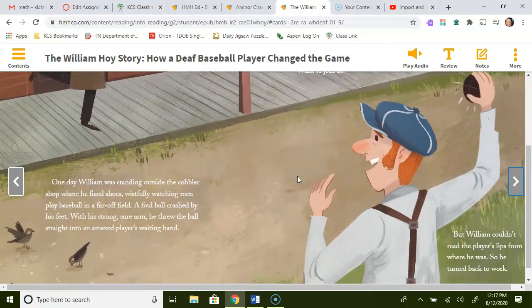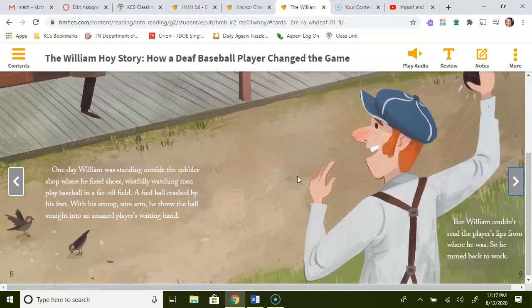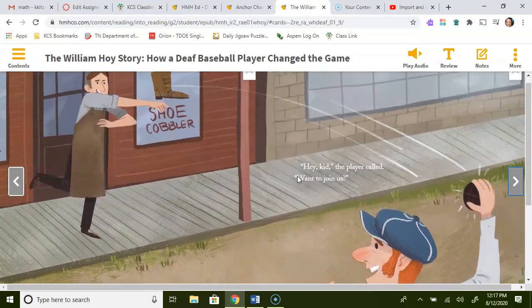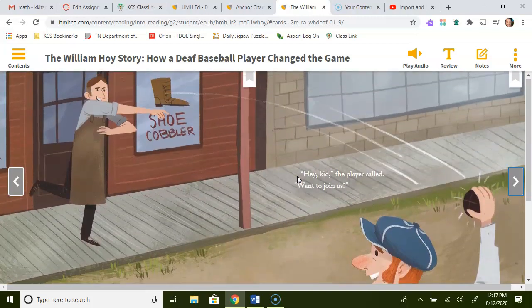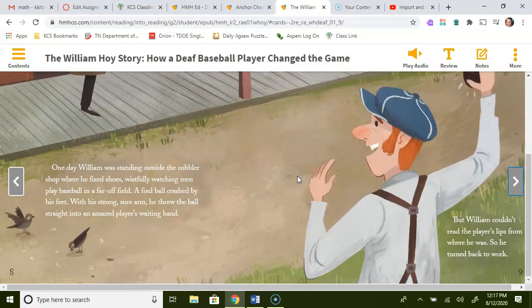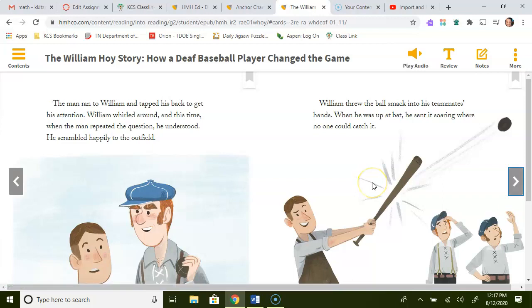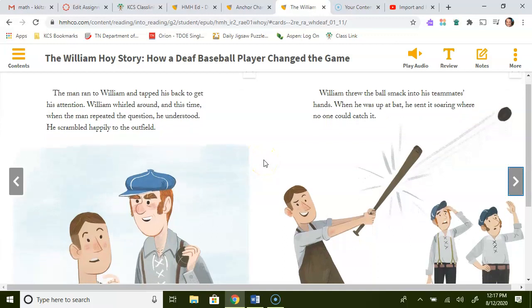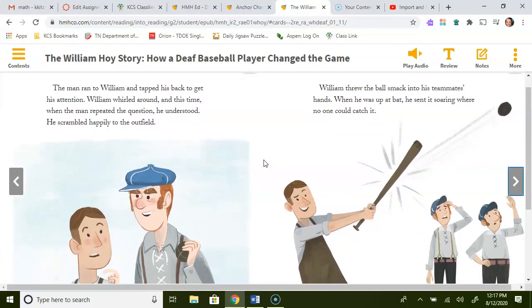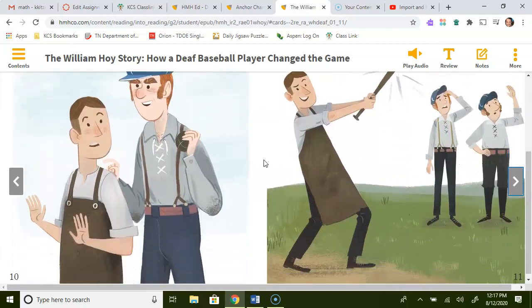One day, William was standing outside the cobbler shop where he fixed shoes, wistfully watching men play baseball in a far-off field. A foul ball crashed by his feet. With his strong, sure arm, he threw the ball straight into an amazed player's waiting hand. "Hey, kid," the player called. "Want to join us?" But William couldn't read the player's lips from where he was, so he turned back to work. The man ran to William and tapped his back to get his attention. William whirled around, and this time, when the man repeated the question, he understood. He scrambled happily to the outfield.